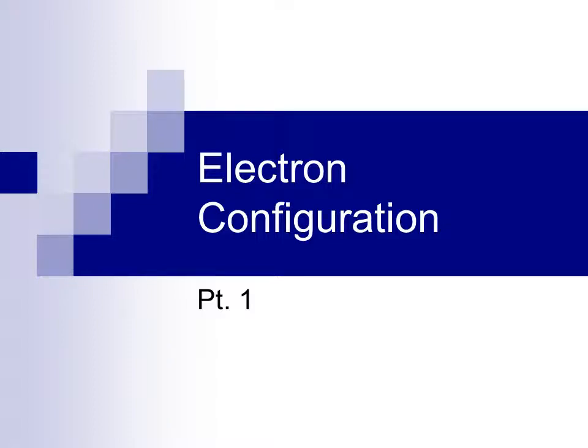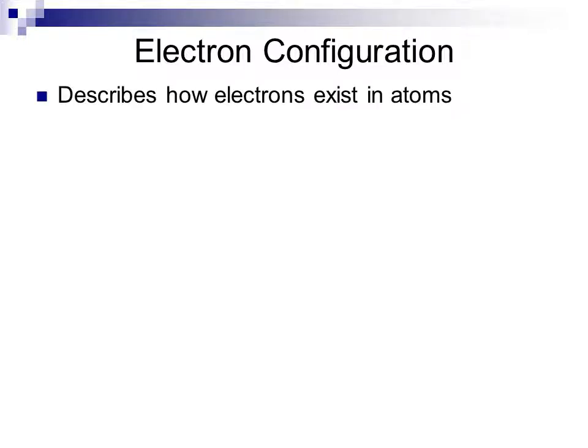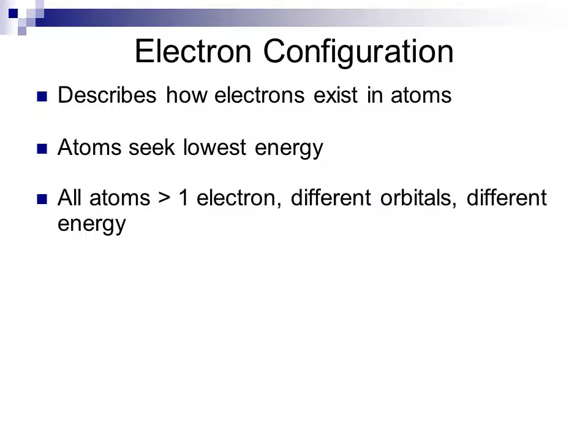Electron Configuration Part 1. Electron configuration is a means by which we look at the distribution of electrons within an atom and determine the relative energies of these electrons, as well as their locations, probabilities, things of this nature. All atoms will seek the lowest possible energy configuration that they can achieve. In order to do so, electrons are placed into orbitals in such a way as to minimize energy.